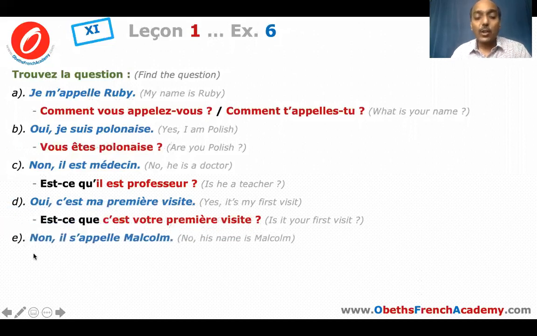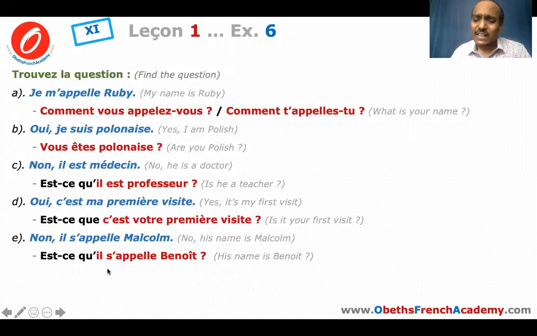Number 5, no, il s'appelle Malcolm. No, his name is Malcolm. So what question they would have asked? They would have asked, est-ce qu'il s'appelle Benoit? Is it that he calls himself Benoit? Or in other words, you can just say his name is Benoit, and the other person will correct by saying, no, his name is Malcolm. Est-ce qu'il s'appelle Benoit? No, il s'appelle Malcolm.